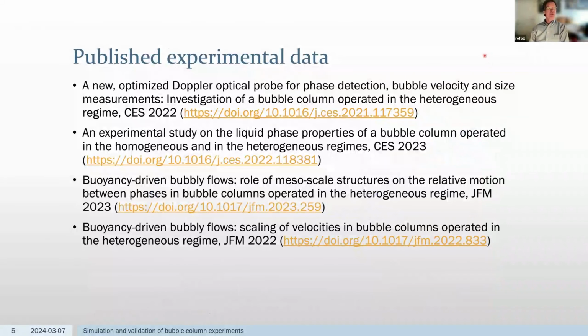Okay, so the data that we'll be comparing to are some 4 papers that came from the experimental campaign. The first 2 are on the probes, and so the Doppler probe, it's a very sophisticated probe. It's able to do phase detection, bubble velocity, and also size measurements at the same time. So this data is mainly in the heterogeneous regime, so that's where I'll be showing you mainly heterogeneous comparisons. Heterogeneous regime around 23 centimeters per second. The second paper is on the liquid phase properties for the bubble column, the same homogeneous and heterogeneous regime.